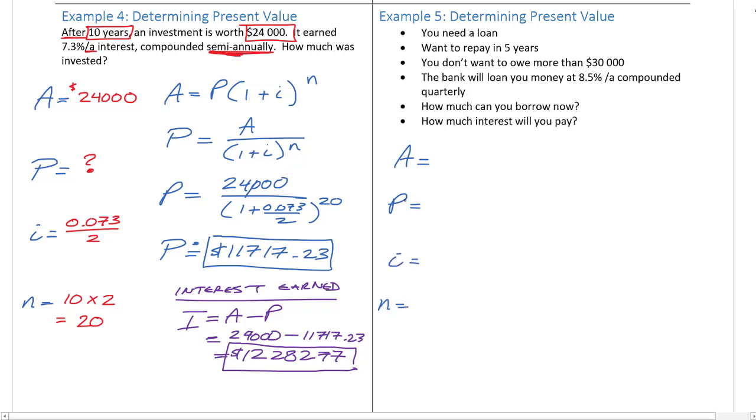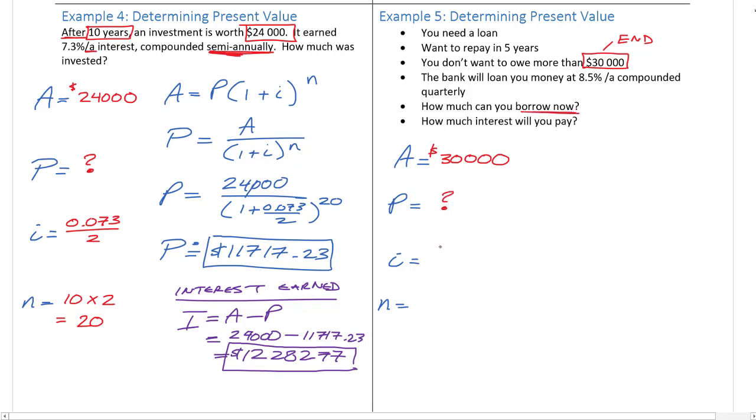All right, so we want to borrow $30,000. Or no, we don't. It's not that we don't want to borrow $30,000. My bad. We want to make sure at the end we don't owe more than $30,000. So that's our end amount, right? At the end, we want to make sure we don't have anything more than that. So we'll set A to 30,000. The principal, that's what we're looking for. How much can I borrow right now, right?